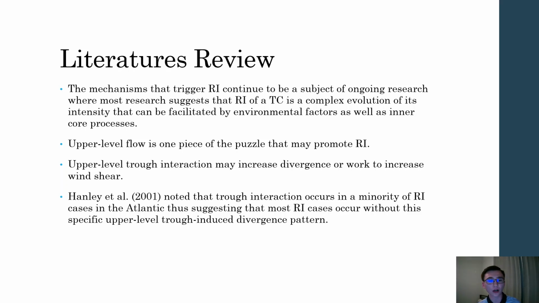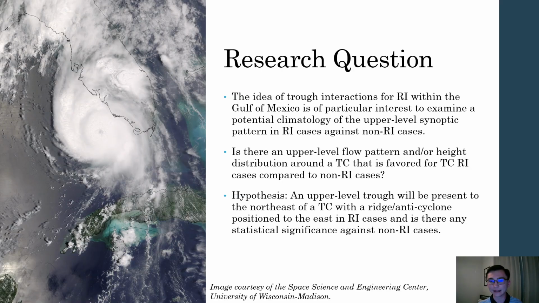So upper level trough interaction may increase the divergence or potentially work to increase wind shear, which is detrimental to tropical cyclone strengthening. One study noted that trough interaction occurs in a minority of RI cases in the Atlantic, thus suggesting that most RI cases occur without this specific upper level trough-induced divergence pattern, which is interesting. We'll get into some of the results in a bit.